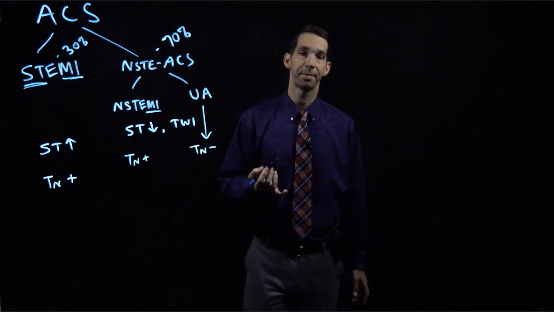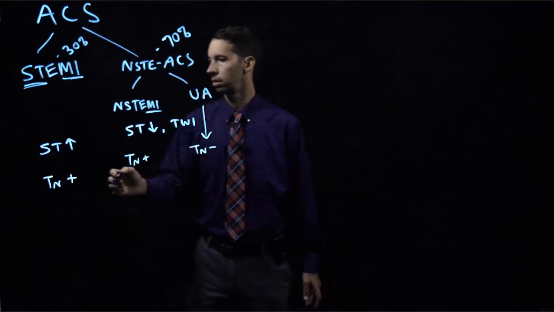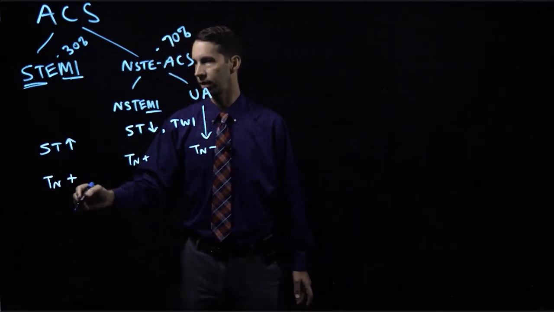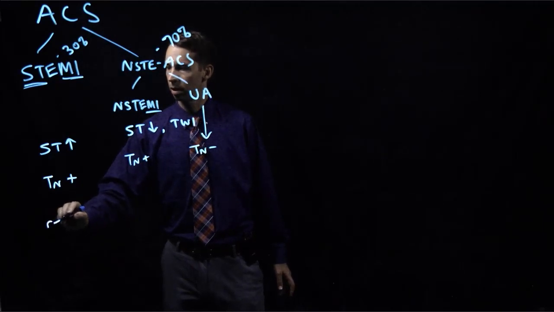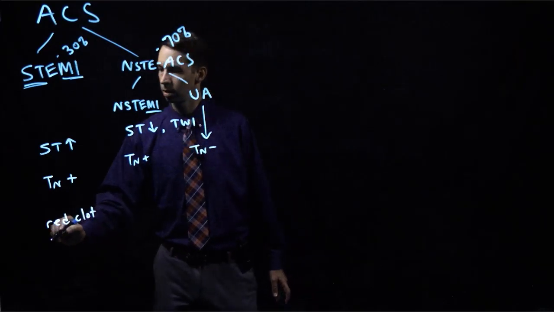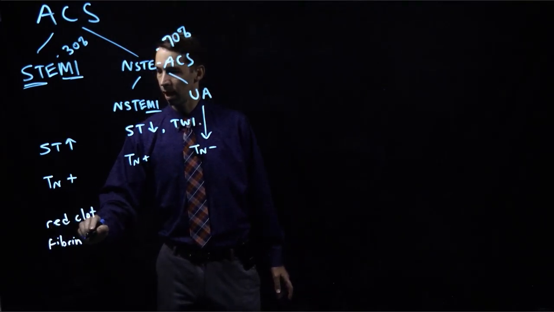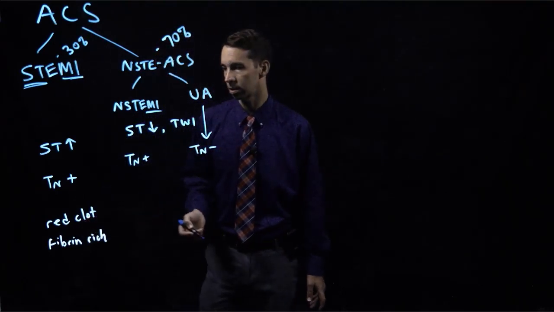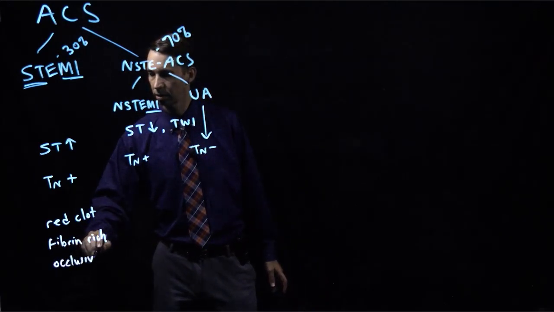So how else do these different types of ACS presentations occur? How can we further differentiate them? So for STEMI, we tend to call this one a red clot. And if you'll recall, that's because it is more fibrin rich. And fibrin's the part of the clot, kind of the backbone of the clot, that's going to trap red blood cells. And because of that, you're going to be more likely to see an occlusive clot.